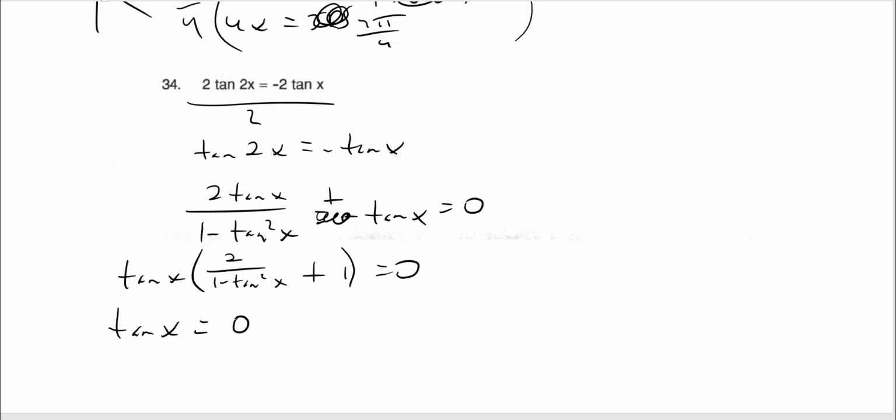Okay. Anyway, tangent of x equals 0. And 2 over 1 minus tangent squared of x plus 1 equals 0. Okay, it looks a little nasty. Anyway, this is going to be 0 and 180. It's in degrees, I think. Yeah, this one's in degrees. So 0, 180. And this one, let me write it over here, 2 over 1 minus tangent squared of x plus 1 equals 0, so that's going to equal negative 1.